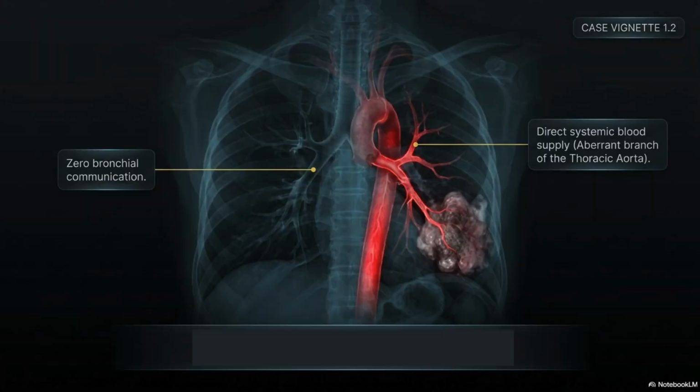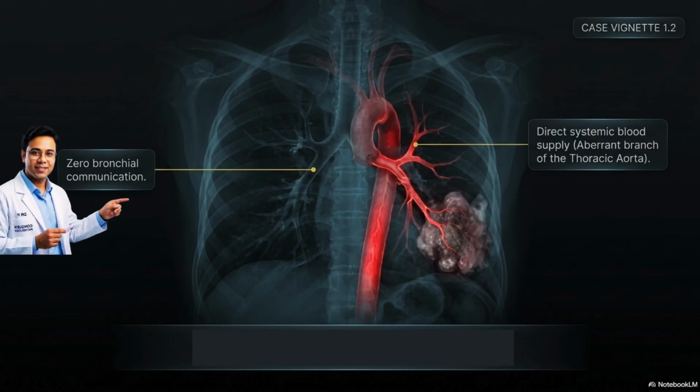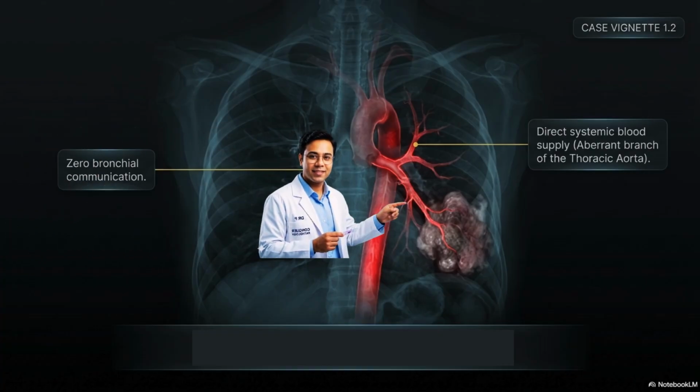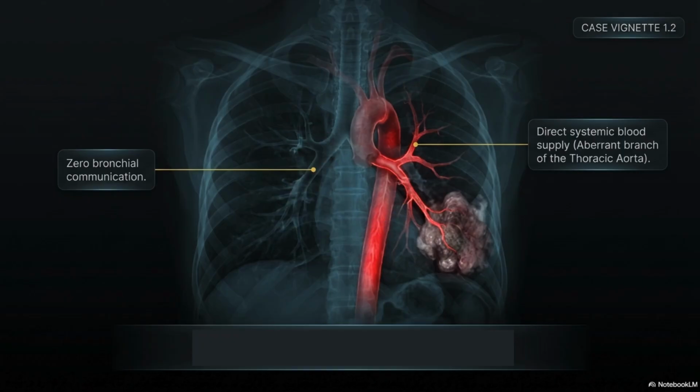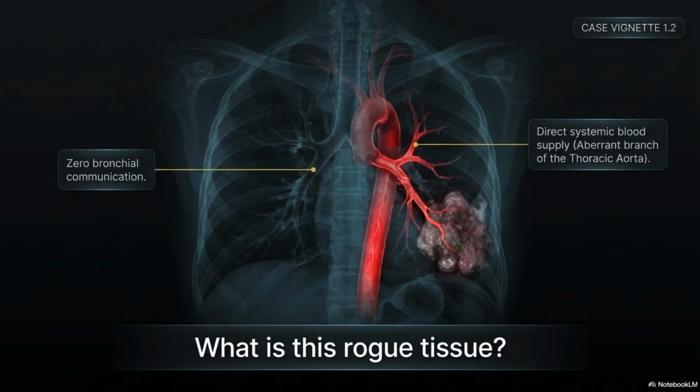Moving deeper into this vignette, we discovered two highly suspicious characteristics about this mass. First, there is zero bronchial communication. It is completely cut off from the airways. Second, it has a direct systemic blood supply via an aberrant branch coming straight off the thoracic aorta. So I want you to ask yourself, what is this rogue tissue?